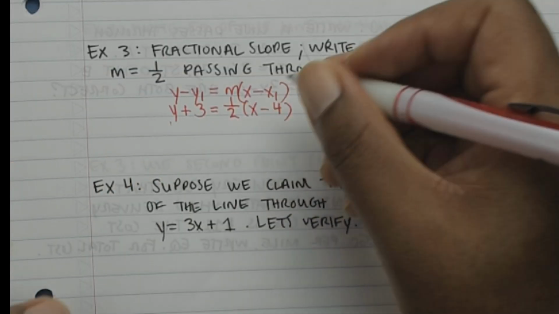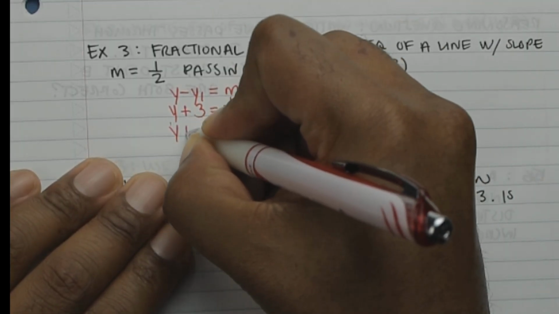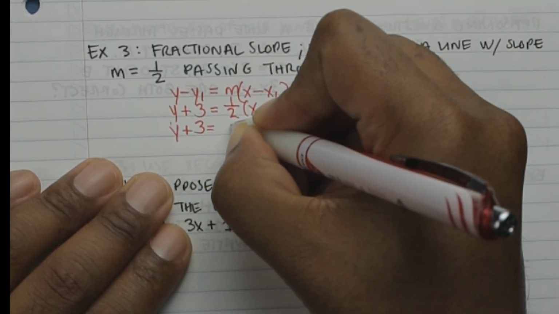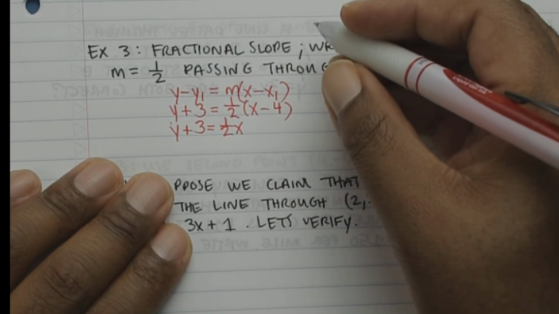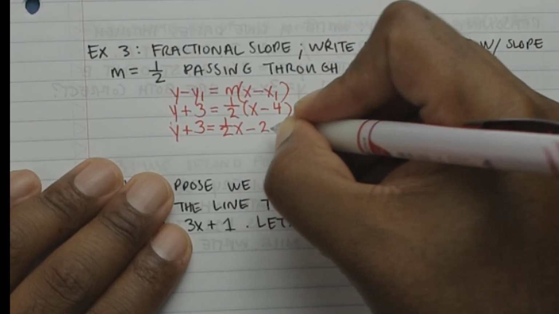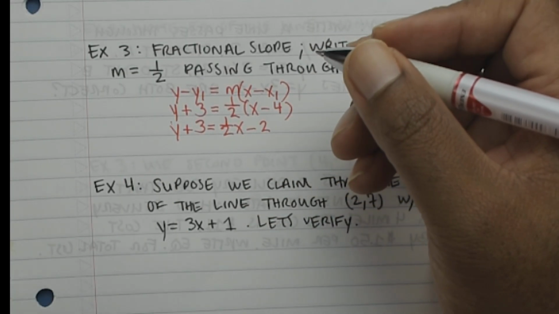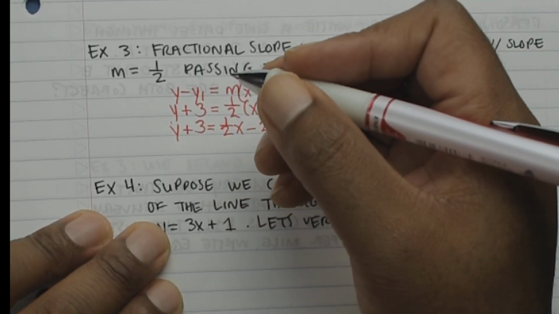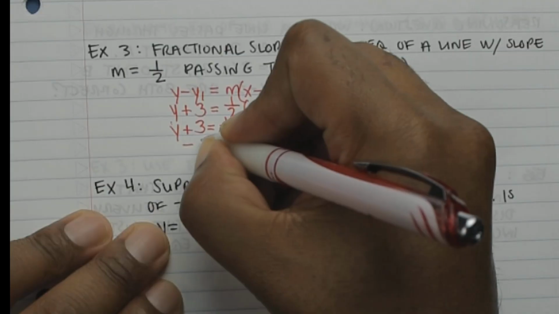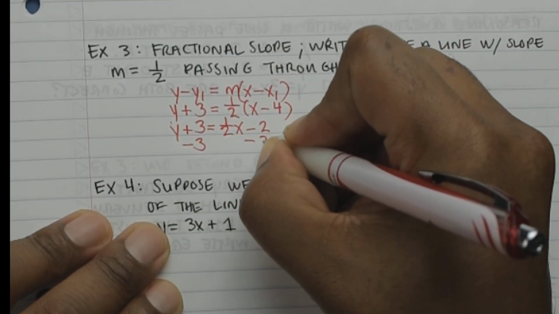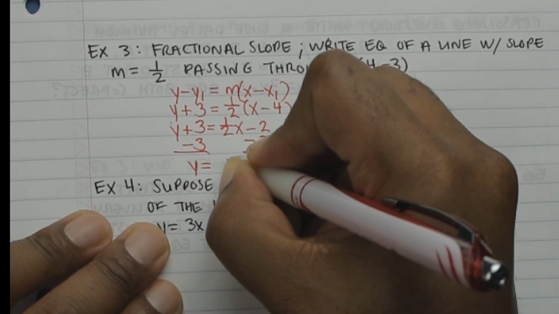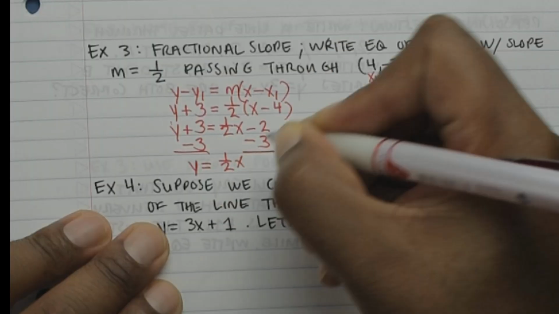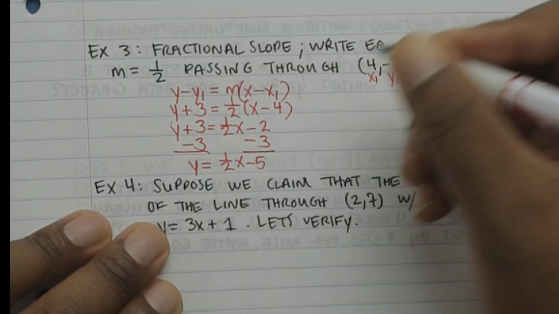Continuing on, we can use the distributive property. y plus 3 equals 1/2 x. 1/2 times a negative 4 is going to generate a negative 2. We can subtract 3 from both sides. Subtracting 3 from both sides, we end up with y equals 1/2 x minus 5.